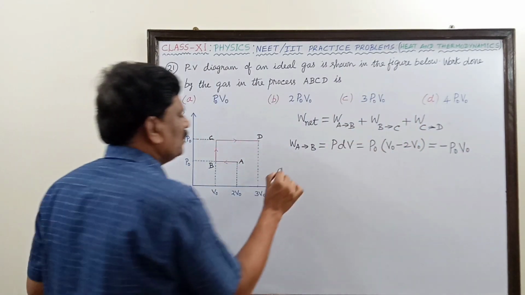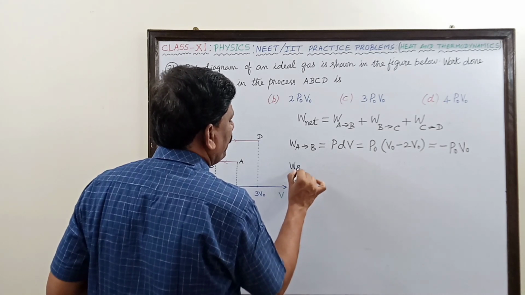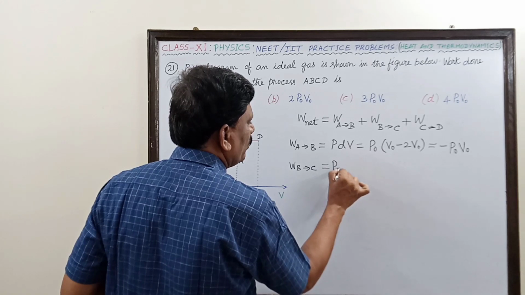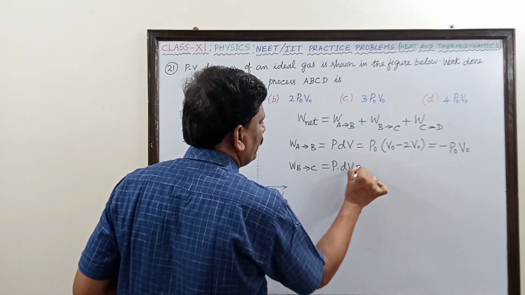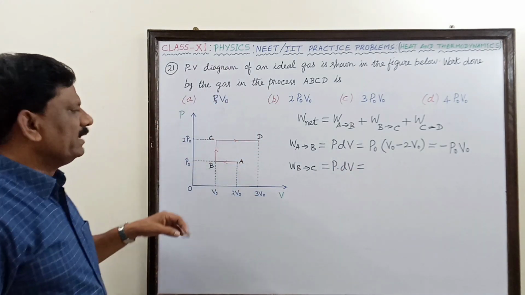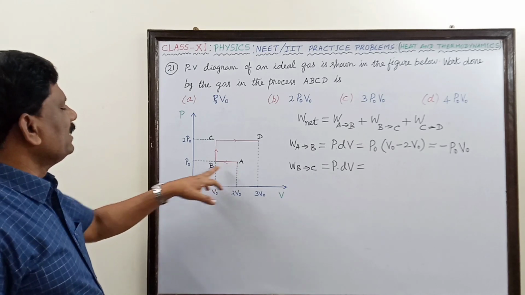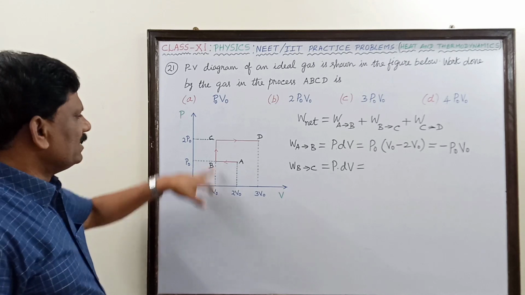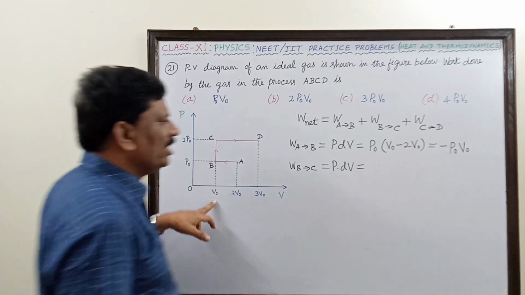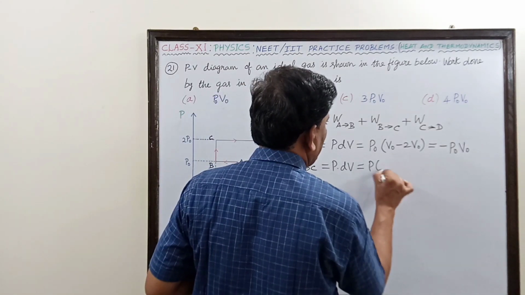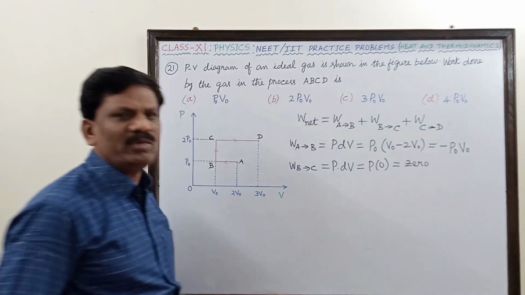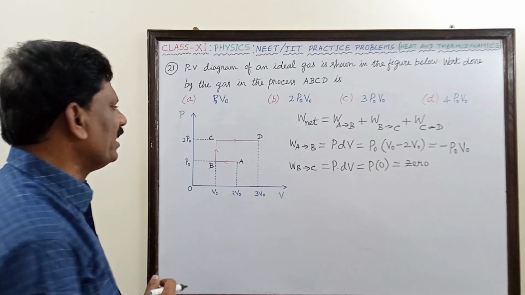Now the work done from B to C. This is equal to P into dV, the change in volume. Here you see that from B to C, the change in volume is 0. The volume is constant. Therefore this is P into 0. So this work done is 0 because the volume remains constant. There is no change in volume.